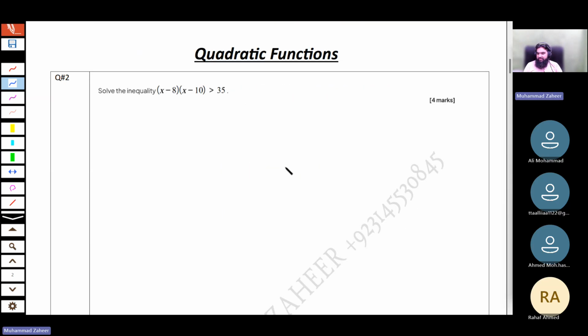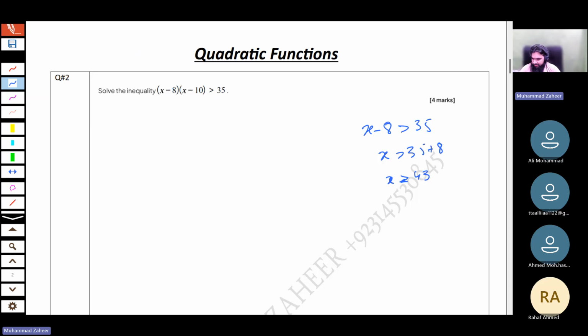Okay, next we have a quadratic inequality. Now we are going to learn how to solve a quadratic inequality. A linear inequality is very simple. For example, if you have x minus 8 is greater than or equal to 35, the minus 8 goes to the other side as plus 8, so it will be 43. It is the same as solving a simple equation.